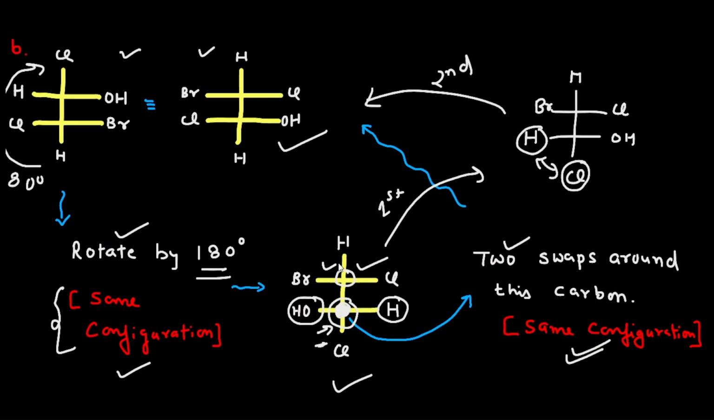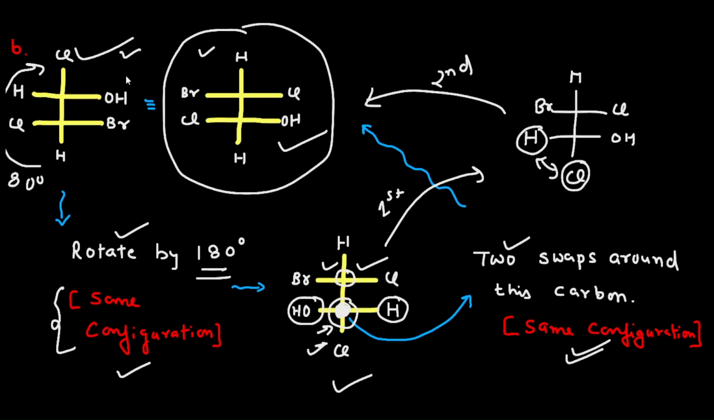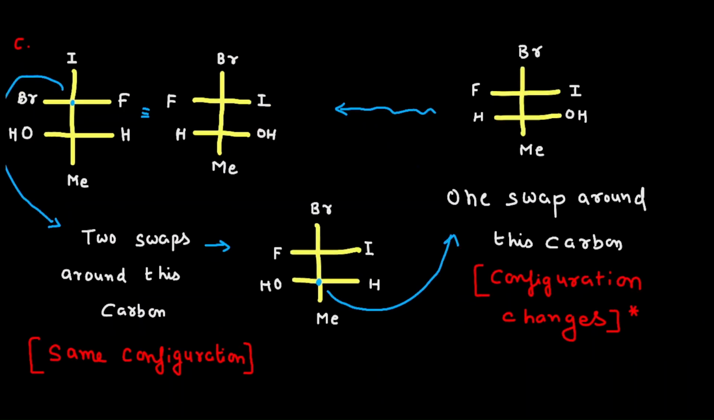So above configuration is not changed, below configuration is not changed. So altogether these two are the same configuration. So both are representing the same compound, the same configuration. So again B is a correct answer. Now coming on to the option number C. In the option number C, as you can understand, I have again 2 configurations in front of me.